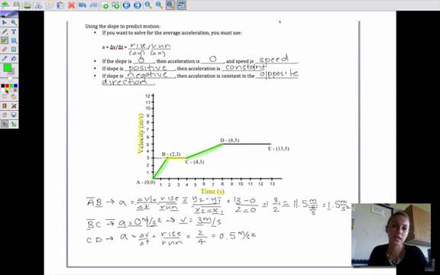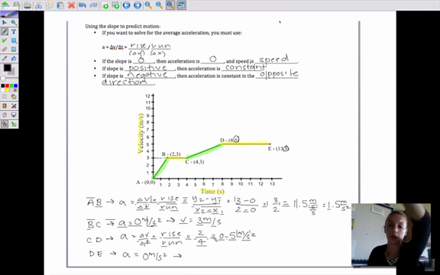And last but not least, from D to E, I'm sure you've all noticed that it's a flat line, so you're like, oh, well, the slope is 0, so acceleration is 0 meters per second squared. However, remember, if it's not lying on this axis, that means it's still moving, so you'll need to determine what the motion is. If we look at our y-coordinate, those are the same, so that means our velocity is going to be equal to 5 meters per second.